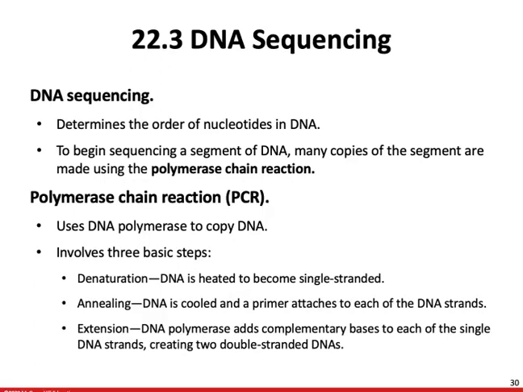So to begin sequencing a segment of DNA, many copies of the segment are going to be made using a special technique called polymerase chain reaction. So a polymerase chain reaction, or if you go on to take many other courses, you're going to see this frequently abbreviated to just PCR. This is going to use DNA polymerase to copy a segment of DNA. And it's not going to just copy it once or twice, it's going to copy it hundreds and hundreds and thousands of times. It's going to involve three basic steps.